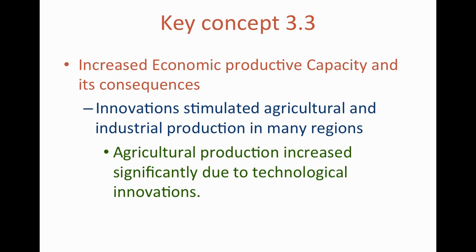All right, guys, the final lecture for Key Concept 3. This is 3.3. College Board states increased economic productive capacity and its consequences. Innovation stimulated agricultural and industrial production in many regions. Agricultural production increased significantly due to technological innovations. So you want to be able to identify what those technological innovations were. Definitely want to be able to explain the changes occurring in China from an industrial standpoint.